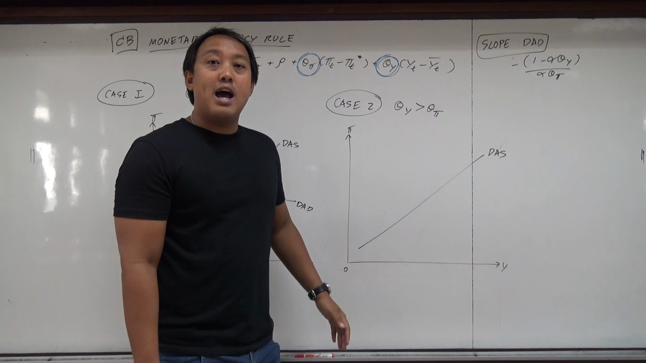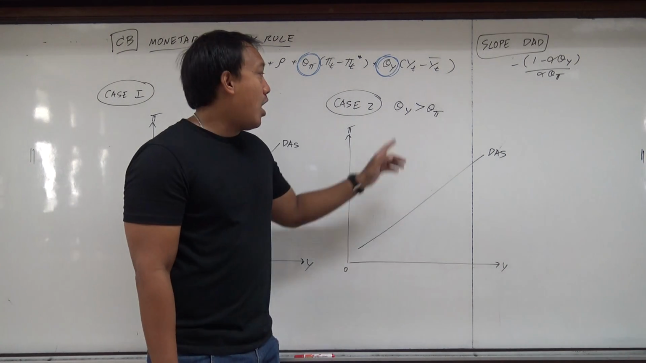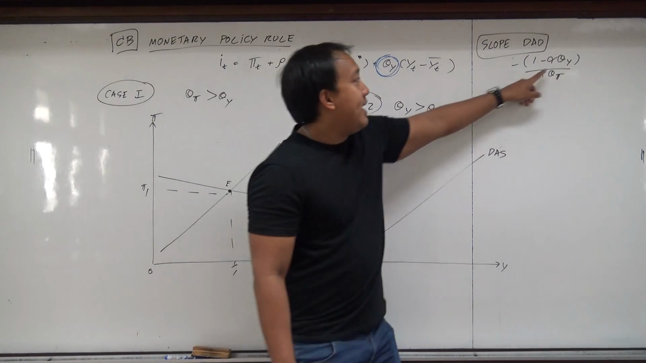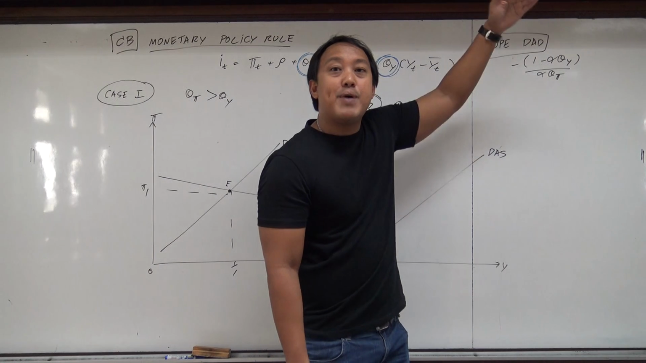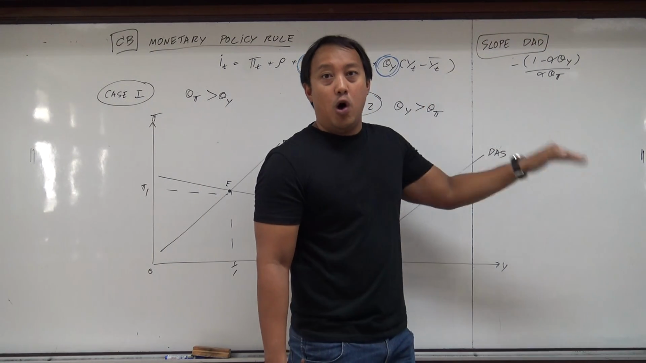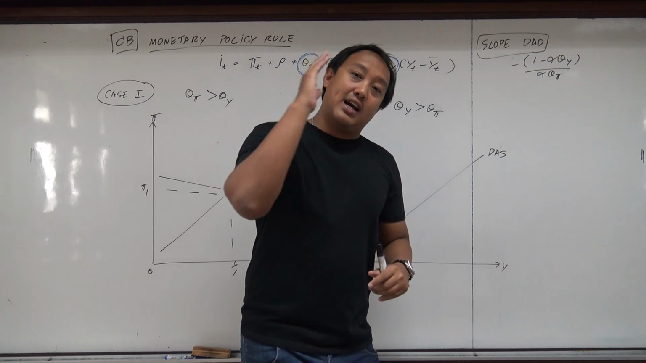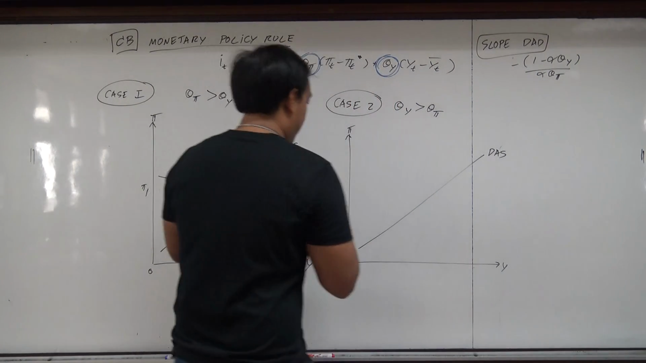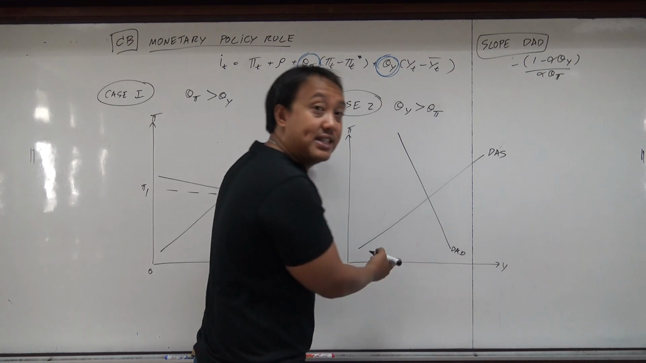The central bank cares about the economic slowdown problem more than the inflation problem. Theta y is over here, higher than theta pi, lower here. The upper of the fraction is higher than the lower of the fraction. It means that the value of the slope is going to be very high. The curve is going to be very steep. This is the AD for this country.